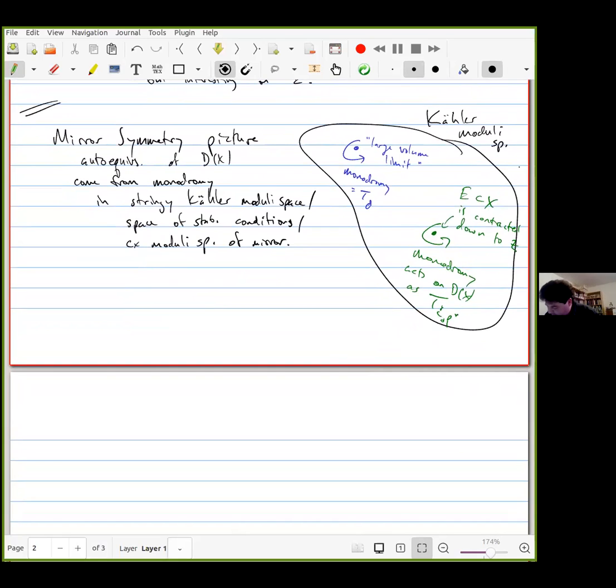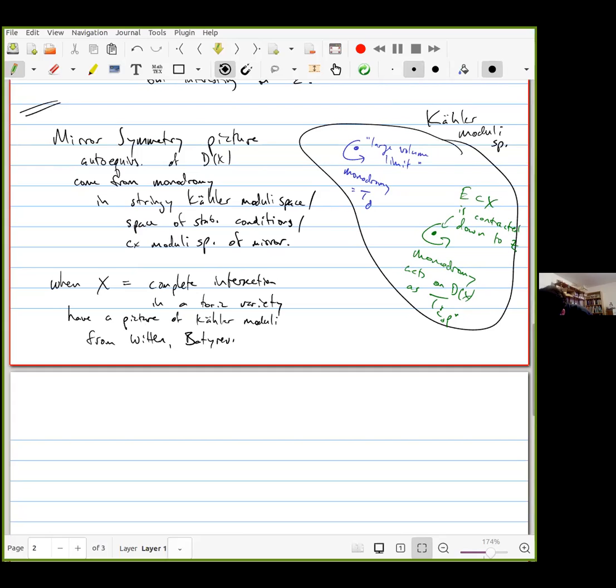Well, here, let me try to say something about that. So when your Calabi-Yau, maybe X is a complete intersection in a toric variety, say high Picard rank, then we have a nice toric picture of the Kähler moduli space. From Witten and on the mathematical side, Batyrev and Borisov.